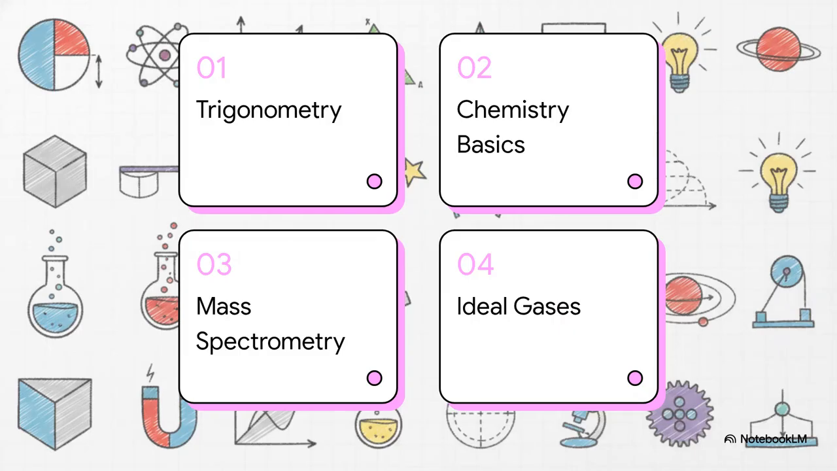To make the most of our time, we're using a quick crash course structure. Here is our roadmap. First, fundamentals of trigonometry. Then, experimental techniques, followed by atomic theory and ions. Fourth, mass spectroscopy. And finally, ideal gas calculations. All right, let's jump in.